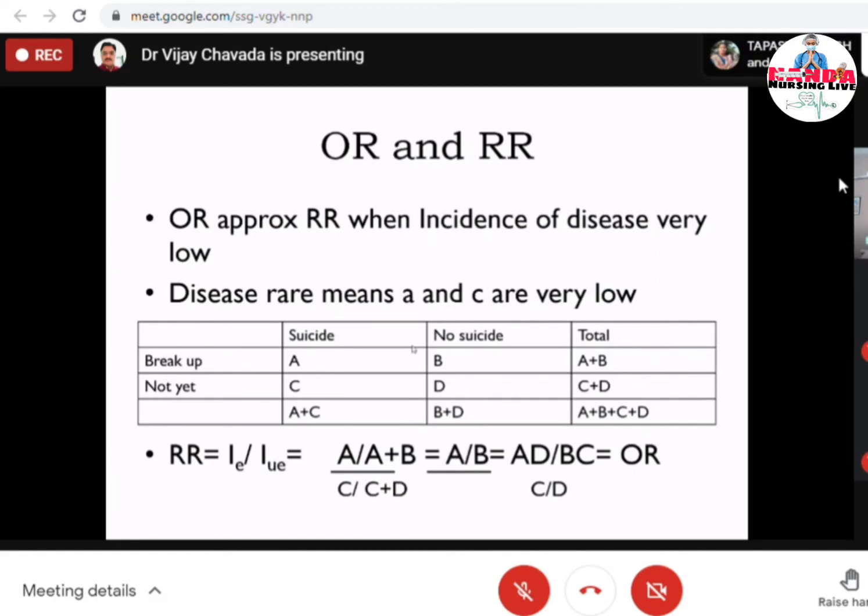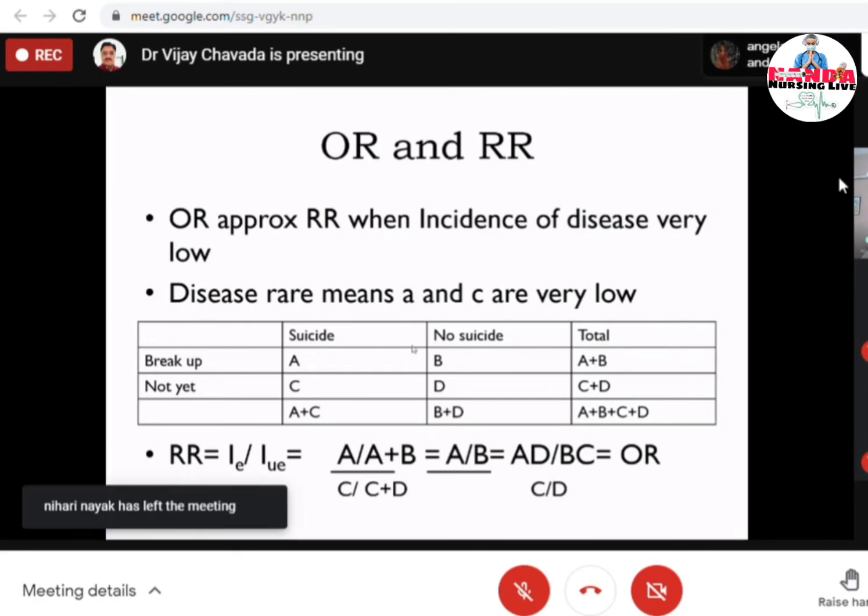Now odds ratio and relative risk become approximately equal when the incidence is less than 10%. You can very well say that the odds ratio is almost the same as the relative risk.